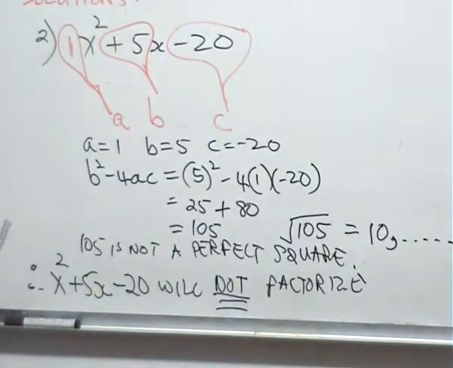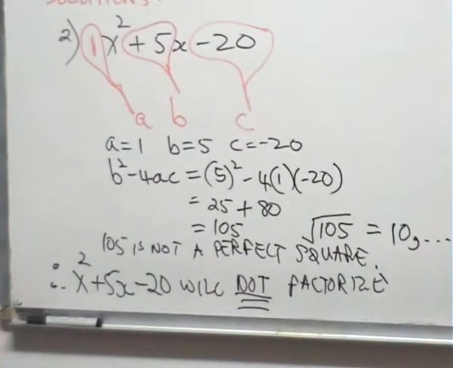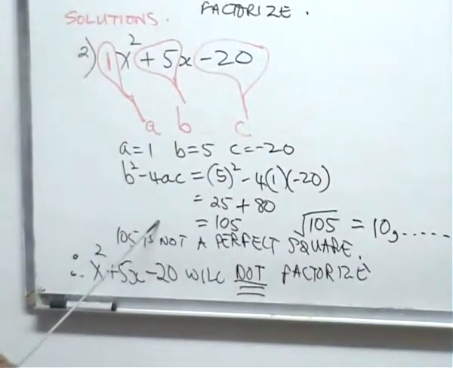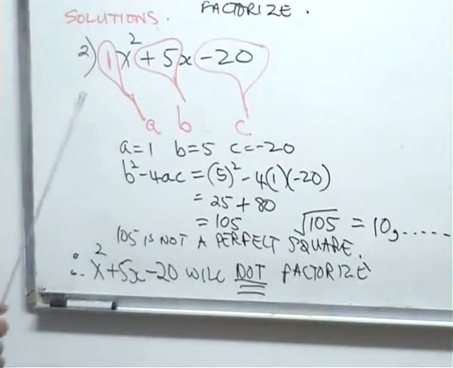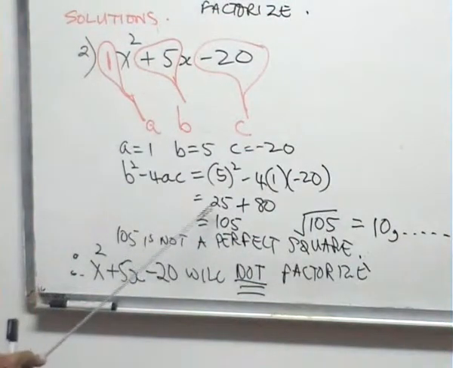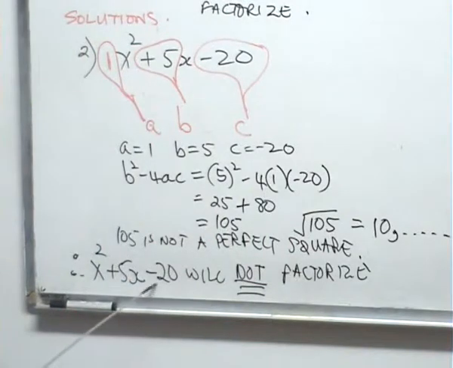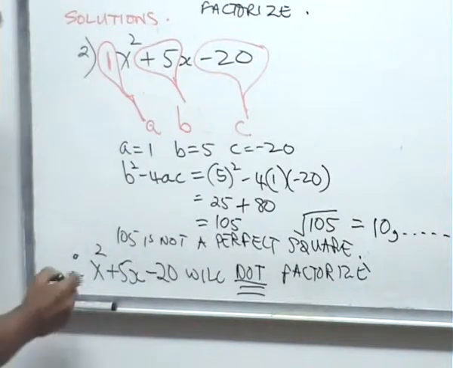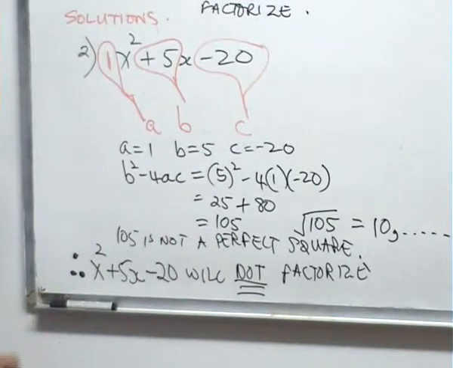Well, later on in some other sections, you will learn that if they don't factorize, you can get answers using a formula and so on, but that's not important for you now. For you, you just have to work out whether it will factorize or not. This one, 105, not a perfect square, therefore this quadratic will not factorize. Therefore, I won't waste my time trying and trying and trying, because I know it won't factorize. So that's the end of the story with that. Alright, thank you very much.